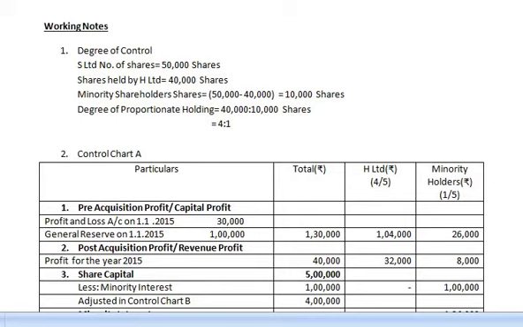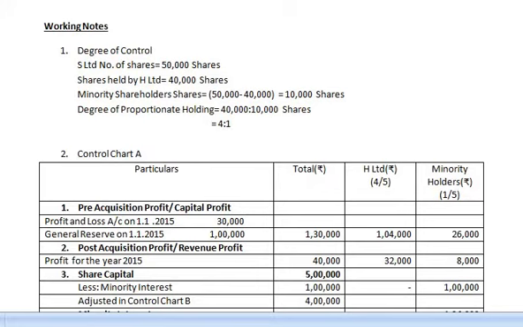Then the second working will be the control chart A. Under the control chart A, first of all, we have to find out the pre-acquisition profit, and it has to be distributed between H Limited and the minority holders, or between the holding company and the subsidiary company, in the ratio of 4 is to 1. In the pre-acquisition profit or capital profit, we have to take the profit and loss account and the general reserve as on the date of acquisition. We know that the date of acquisition is 1/1/2015. Then we have to take the profit and loss account and the general reserve as on that date.